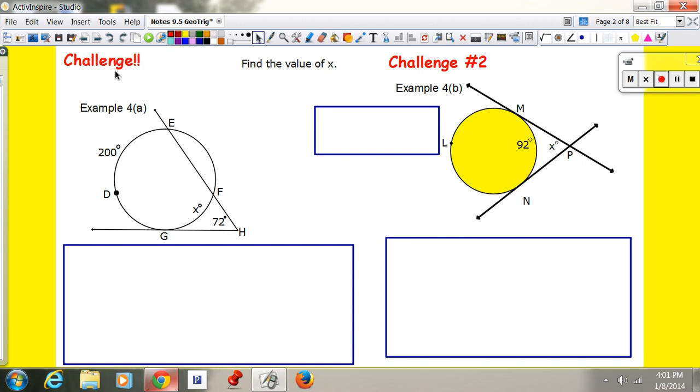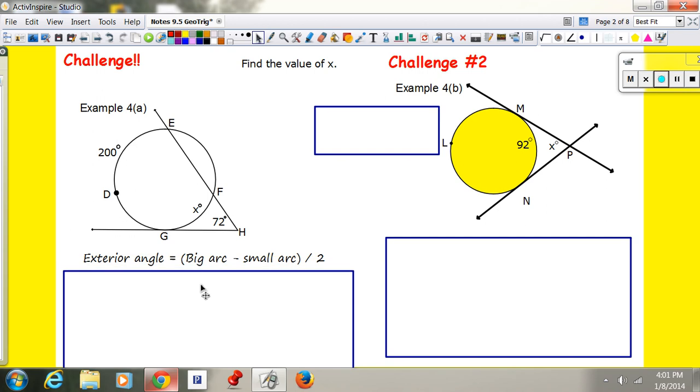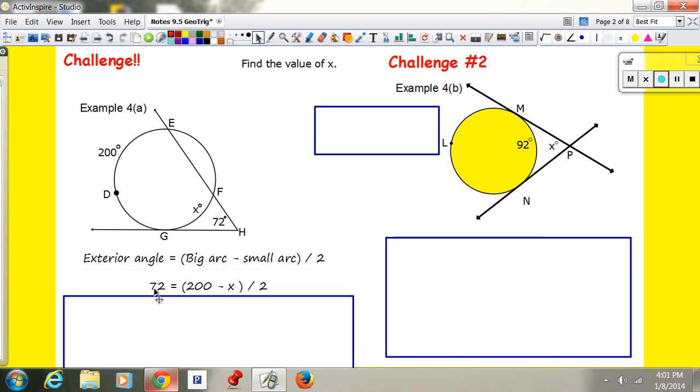Alright, so the first one, you've got your big arc is 200 degrees. You've got your little arc is x, and you've got your 72 degree angle. So this time we actually have to use the formula to plug in the pieces that we know. This time we know the exterior angle is 72 degrees. We know the big arc is 200. We know the small arc is x, and we're going to divide by 2.